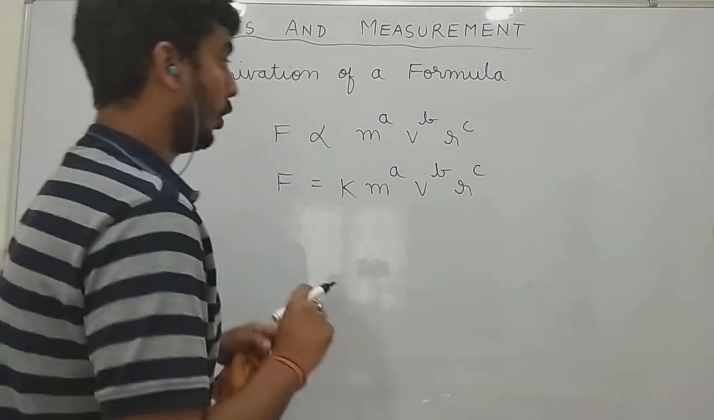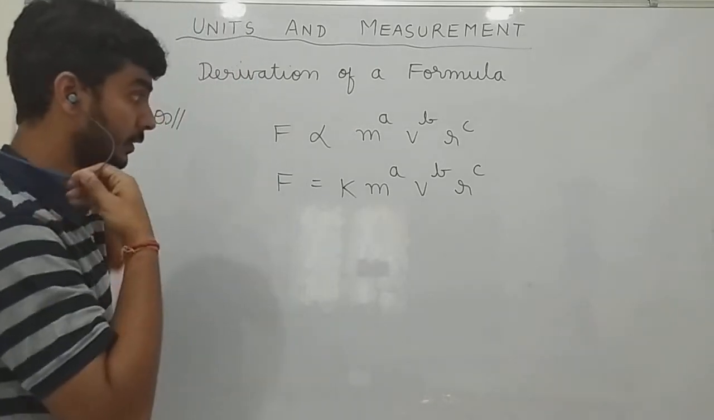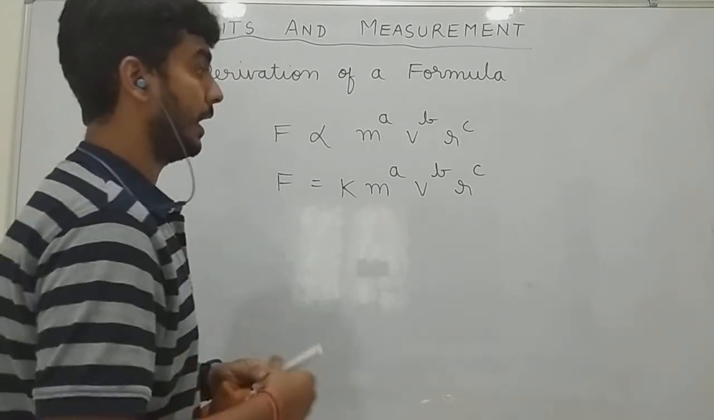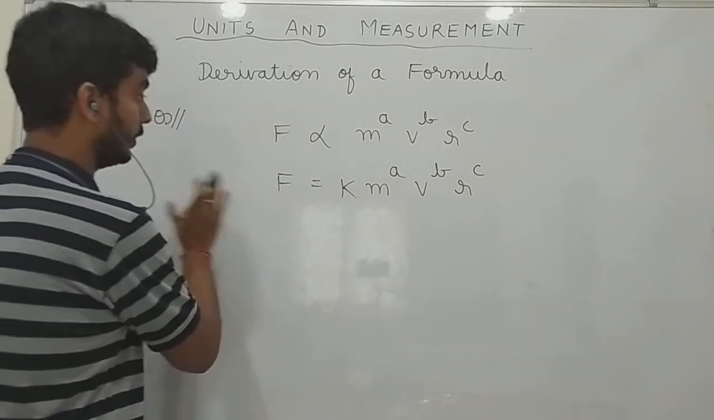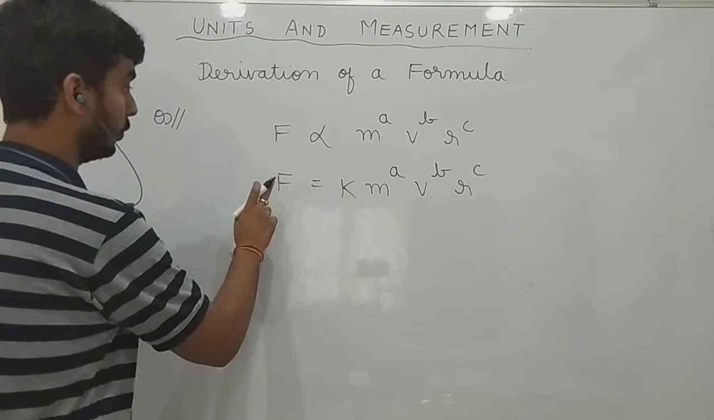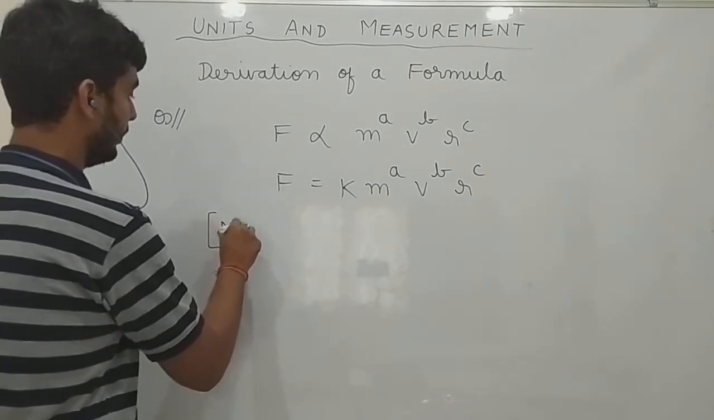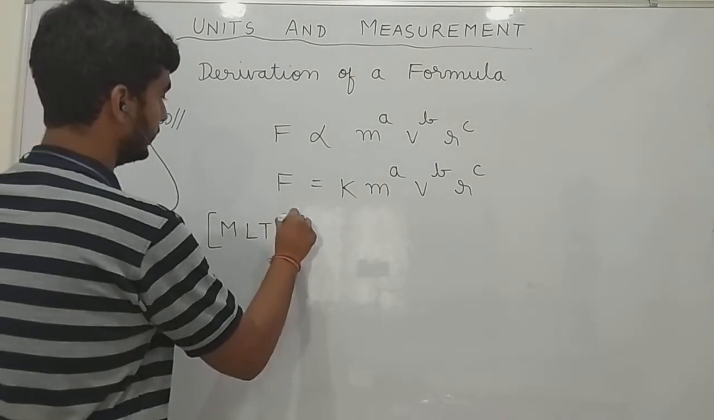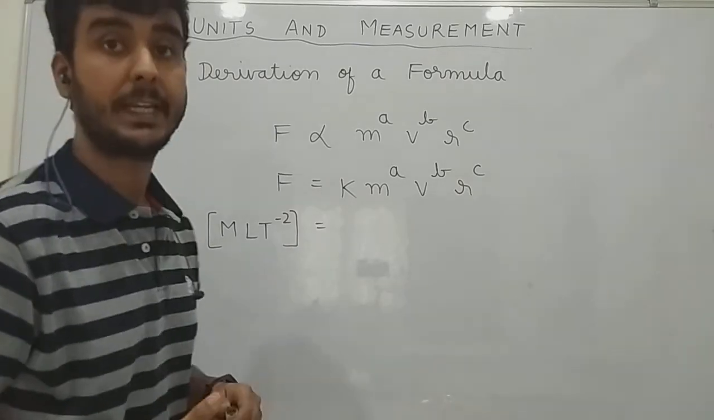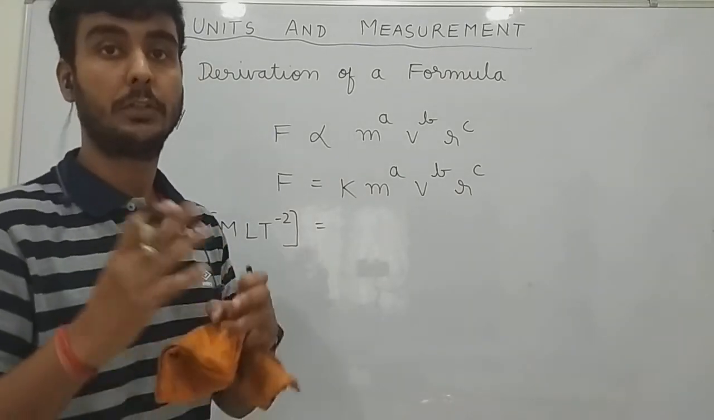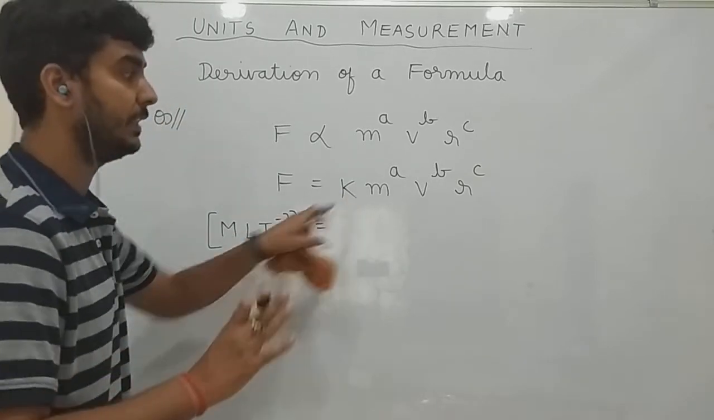Now we will write the dimensional formula for all the terms on LHS and RHS. So let me write the dimensional formula for terms on LHS. The term on LHS is force. So the dimensional formula for force is MLT minus 2. What will be the dimensional formula for K? K is a constant and constants do not have any dimension. So it is a dimensionless constant. It will not have any dimension.